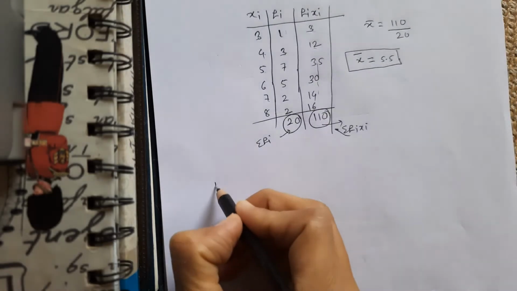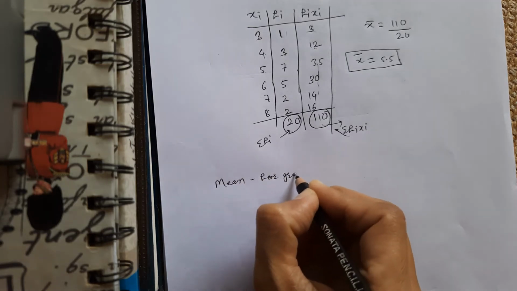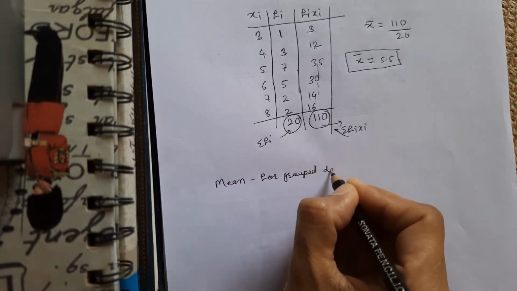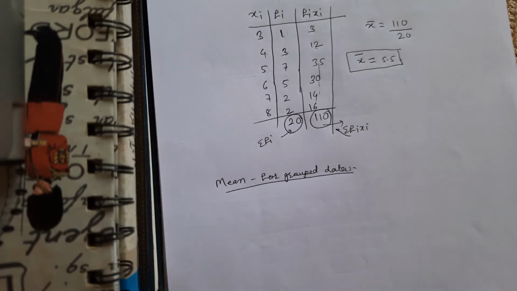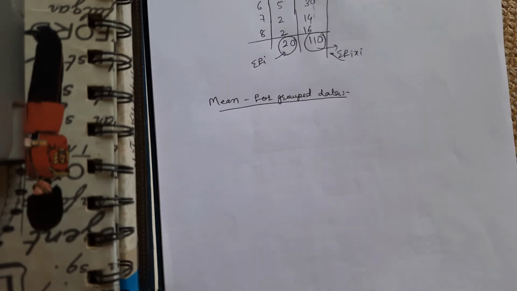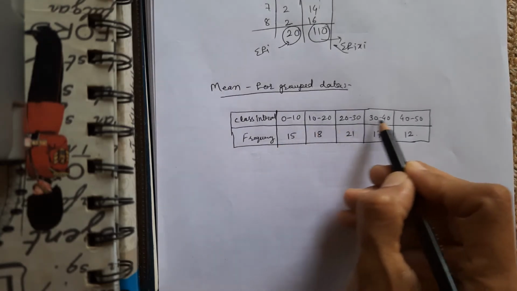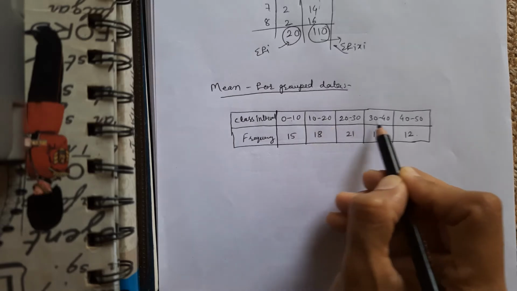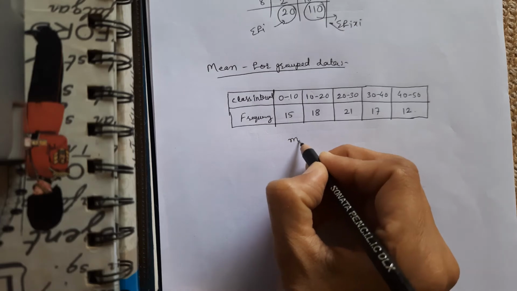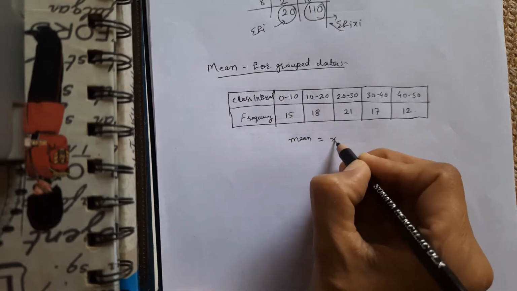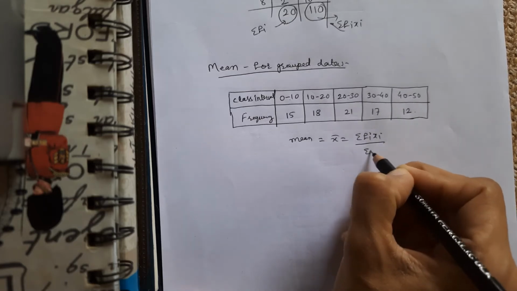Now we will see how to calculate mean for grouped data. Okay. So mean for grouped data. I'll just write an example. This is grouped data, right? Because we have the class interval here. So the formula for mean for grouped data is also the same, sum over fi into xi divided by sum over fi.